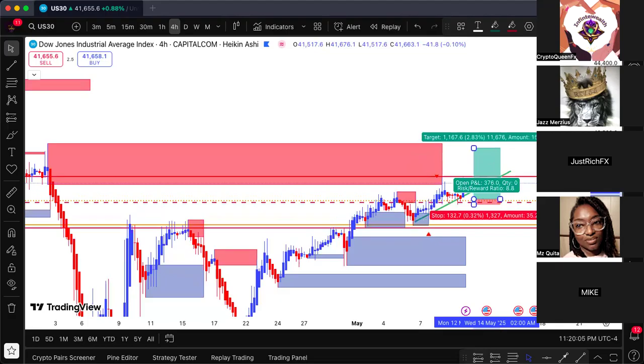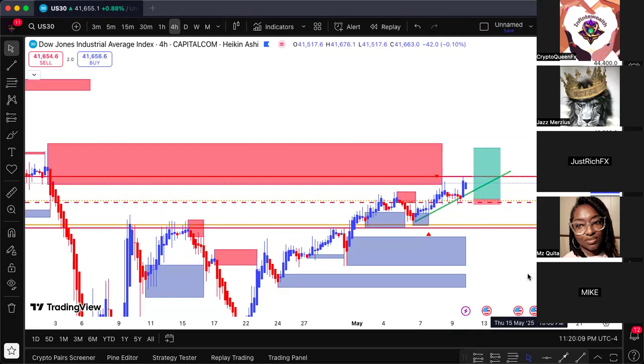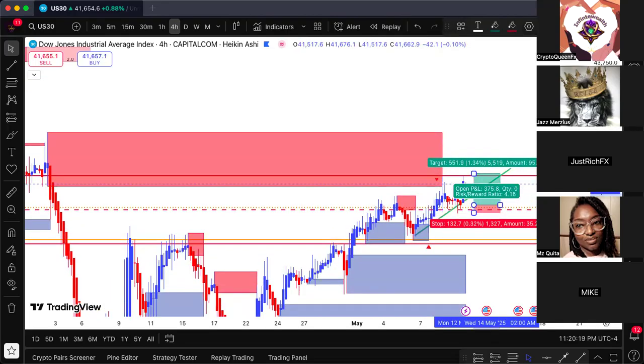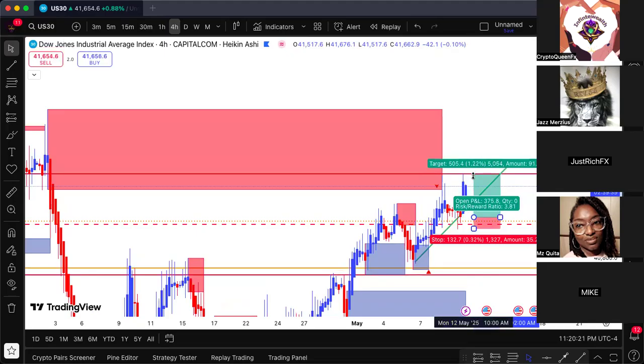Screenshot this. Yeah, you can screenshot that. That's a second take profit though, so that would be for a longer hold. This would be your first take profit right here, like the weekly high. Hold on.